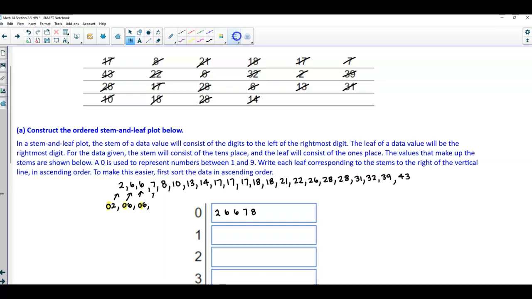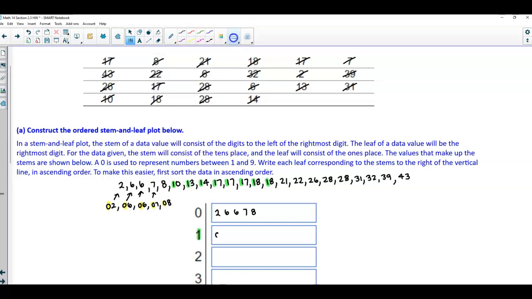Let me just verify this. This is 0, 7, and this is 0, 8. Just recall here that the 0 represents the stem. Now the next stem is going to be 1. So here's 1, there's 1, there's 1, there's 1, there's 1, there's 1, another 1 there. That represents the stem, and now we're going to write the leaves.